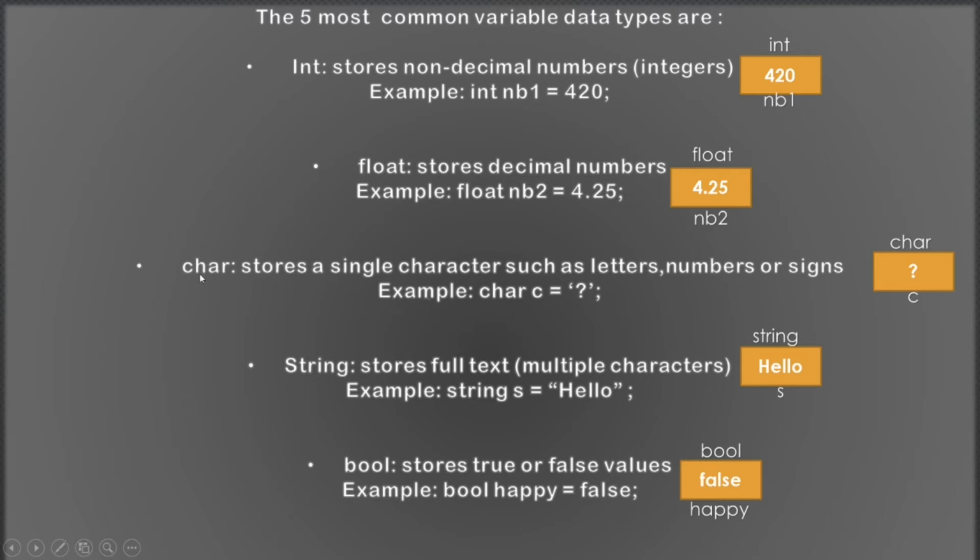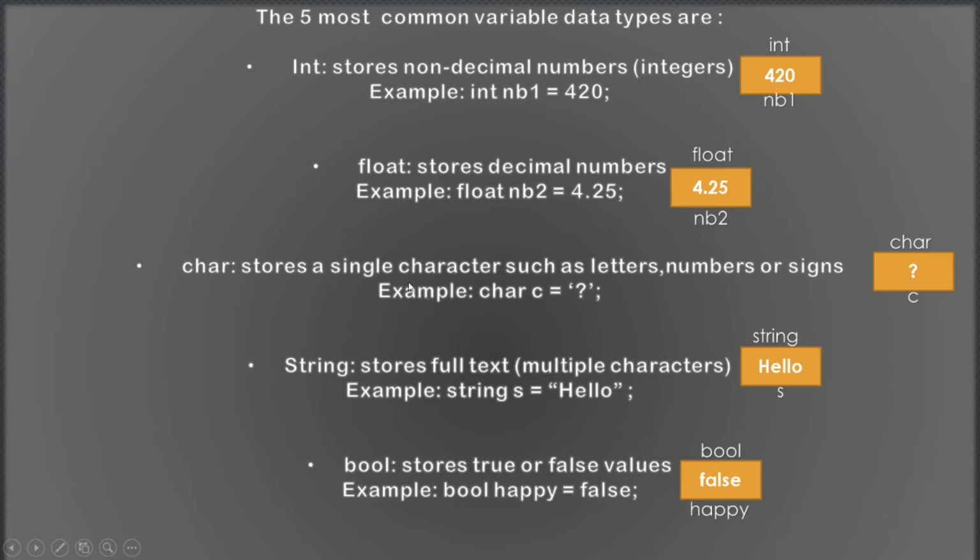Now there are also characters, char, which stores a single character. We can't use multiple characters. It stores only a single character, such as letters, numbers, or signs. Example, char c. So a character called c equal to, we put single quotations, wrap the character in single quotations, and we write whatever character we want. So for example, a question mark. So we have a character called c and it stores a question mark.